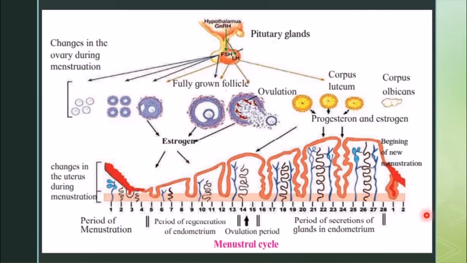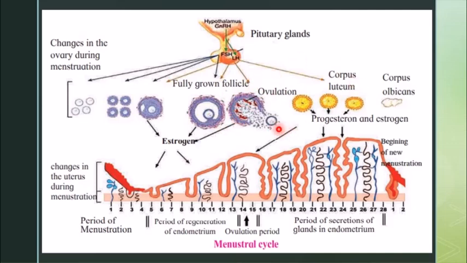It is very easy, you just have to remember that FSH matures the follicles, the follicles give estrogen, because of which the lining is maintained. LH ruptures the grown up follicle, and the ruptured follicle is called the corpus luteum.